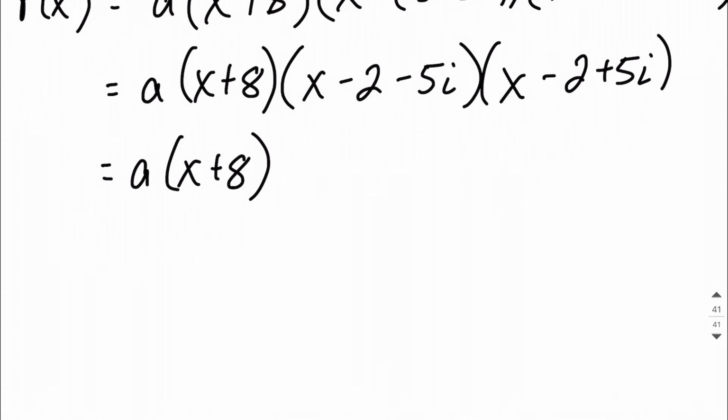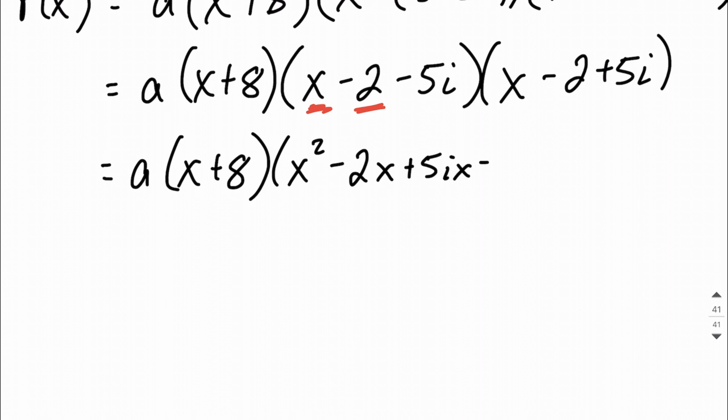Let's focus on what's on the inside here. I'm first going to distribute this x to each one of the terms in the second set of parentheses. So that x times x makes x squared. X times negative 2 is negative 2x. X times positive 5i is positive 5ix. Next, I'm going to move on to this negative 2. It gets distributed to each one of those terms. So we get negative 2x. Negative 2 times negative 2 makes positive 4. Negative 2 times positive 5i is negative 10i.